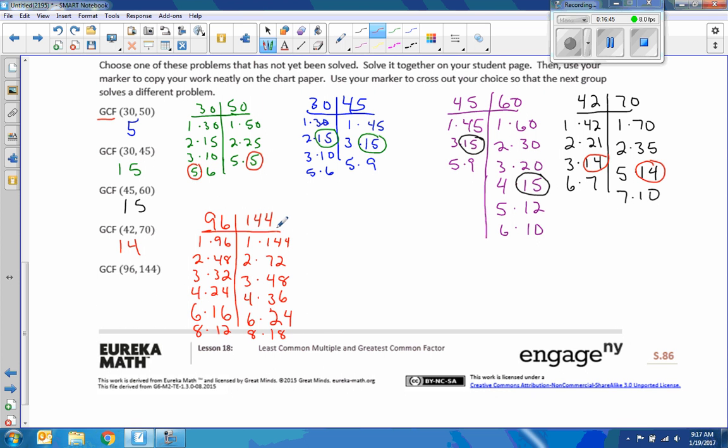9, no. 10, no. 11, no. 12 times 12 is 144. That's a perfect square. 96, no. 48, yes. So the greatest common factor of 144 and 96 is 48. Okay?